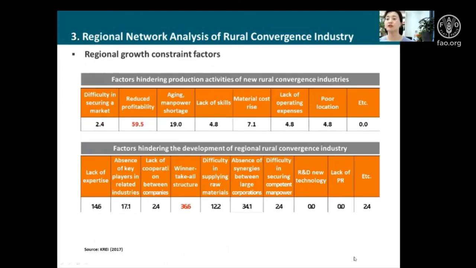The survey explored the factors limiting the growth of new rural convergence industry cases. First, the decrease of profitability is cited as a factor that hindered new production activities. Investments and effort are required for new activities, but a decrease in profitability until the period when such capabilities are accumulated is suggested as a risk factor.